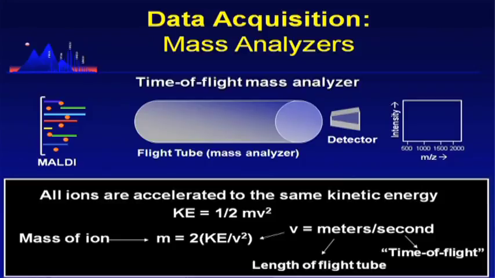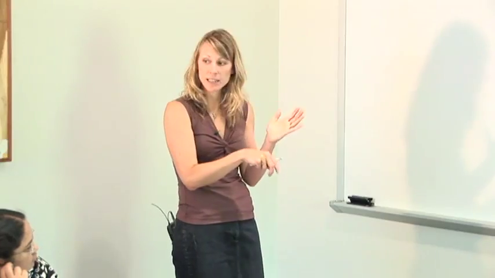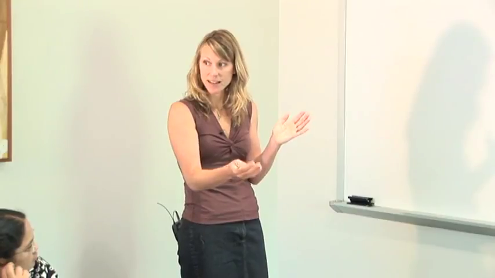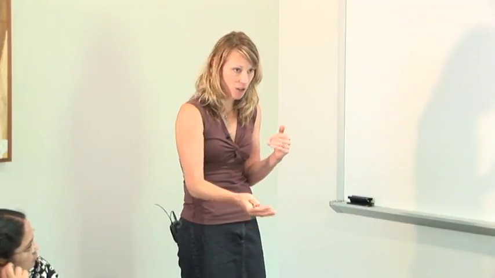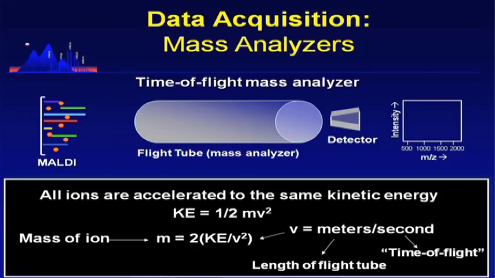Based on this relationship, the mass is inversely proportional to the velocity. So the small ions are going to travel the fastest, and the larger ions are going to travel more slowly. We're going to hit it with the laser. Oh, and there it goes. See, the little one went really fast, and the big one went really slow. I worked hard on that.